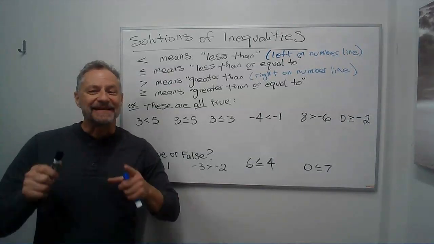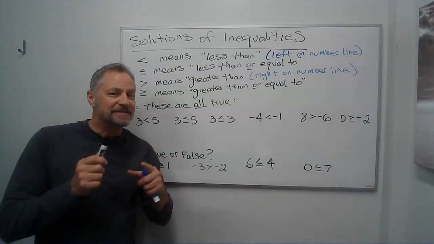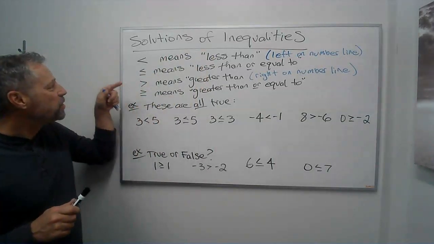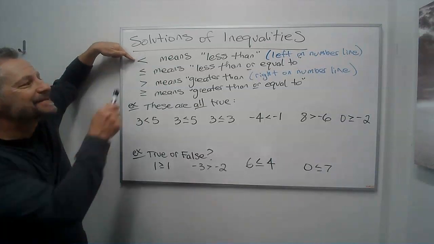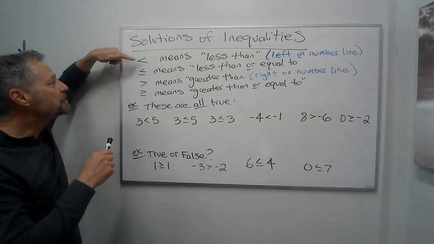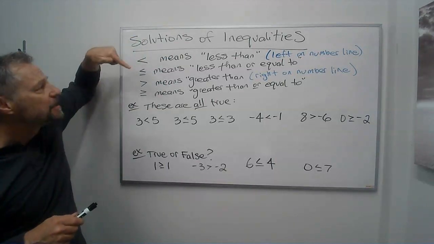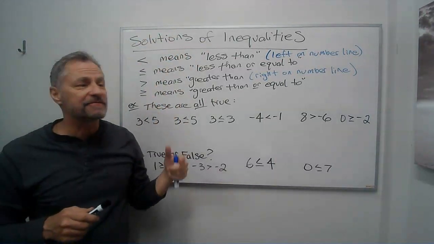Hi, it's Professor Monte. Let's look at solutions to inequalities. Okay, so when we read an inequality, this symbol right here means less than. For the number line, the number over here would be to the left of the number to the right. So less than, or to the left of.